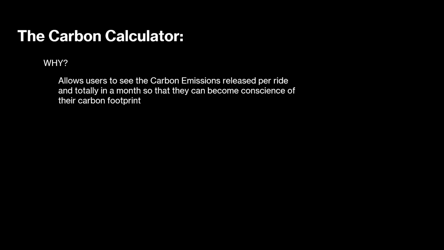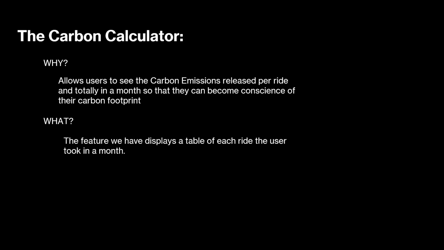We decided to do this because we wanted each user to have the ability to know what their impact on the environment is. We did this by creating a feature which displays the amount of carbon emissions per ride in a table and gives the total amount of carbon emissions per month as well. The table shows information from TBL ride as well as TBL vehicle that were made in Access.